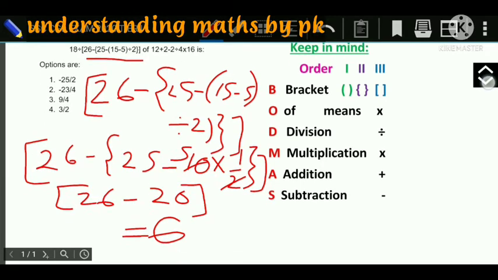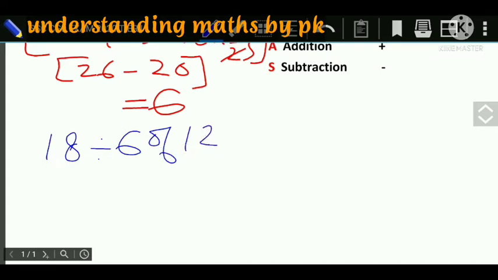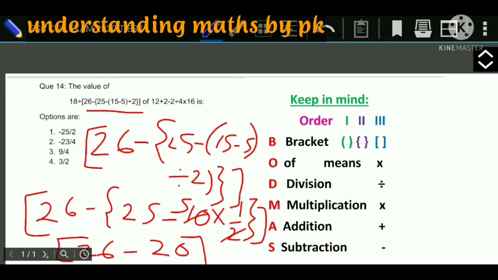Now this portion will be 18 divided by 6 of 12, and this portion will be marked and solved separately, because 2 minus 2 divided by 4 into 16. So here also BODMAS is applicable.